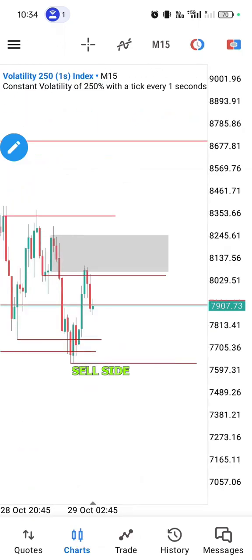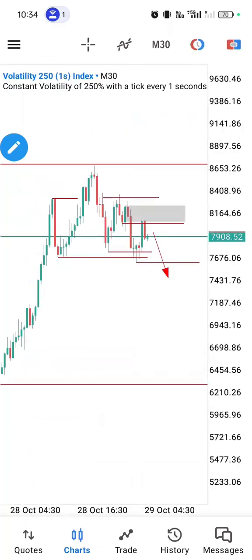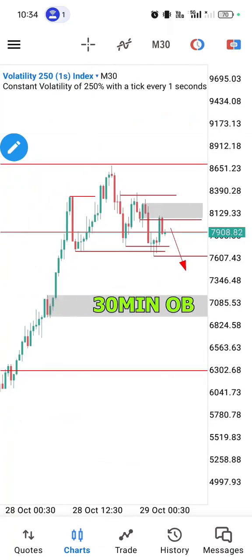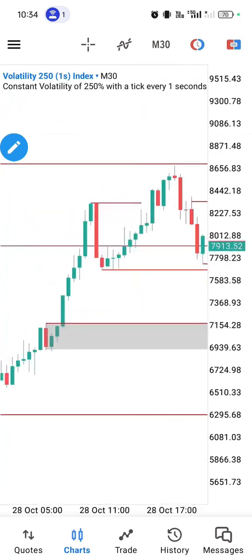And of course the aim is for price to reach down to the sell side liquidity, and there's a huge inefficiency and price will hit the 30-minute order block. So price basically has to drop down and then we'll buy it later. This is a sell to buy setup.